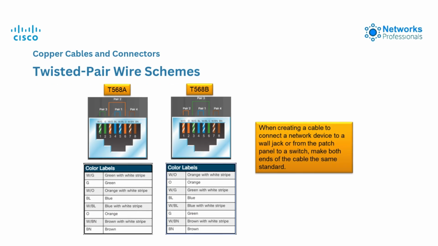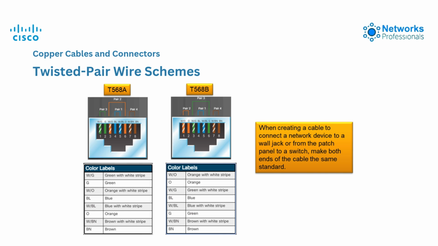Twisted pair wire schemes. When creating a network cable, it's crucial to follow a consistent wiring standard at both ends of the cable to ensure proper data transmission. This means that both ends of the cable should use the same wiring scheme. There are two common twisted pair wire schemes: T568A and T568B.